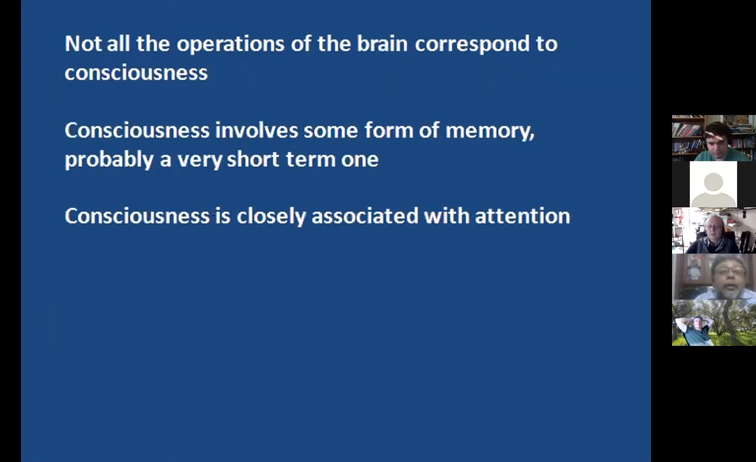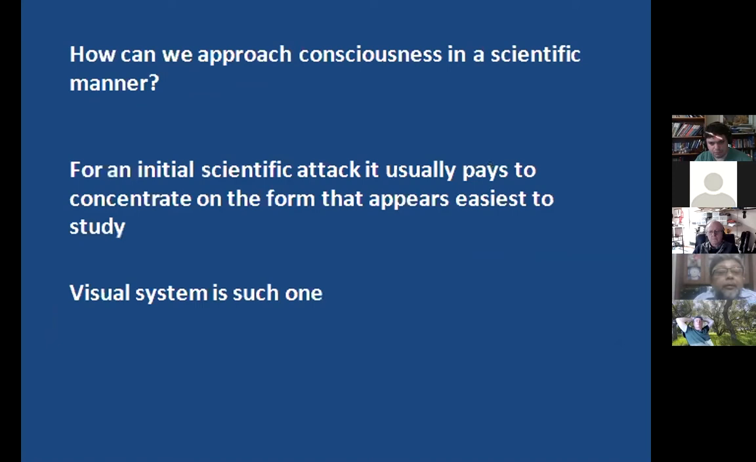Not all the operations of the brain correspond to consciousness. Consciousness involves some form of memory, probably a very short-term one, and consciousness is closely associated with attention. So how can we approach this? That's why we are modeling all these things, and we feel this resonance because in one of our models, particularly the nested rhythm, we believe in the nested rhythm that we developed at a later stage. I will come to that in the final stage.